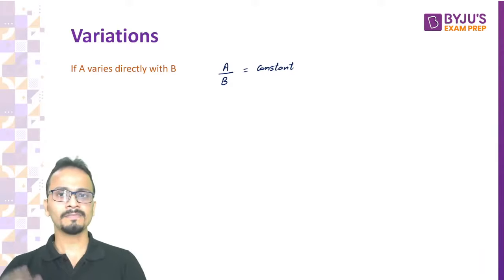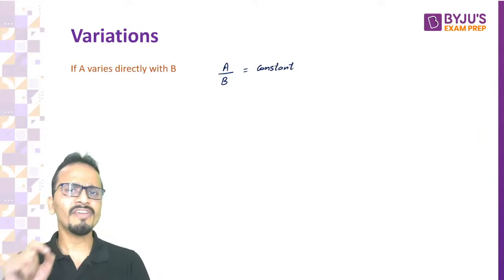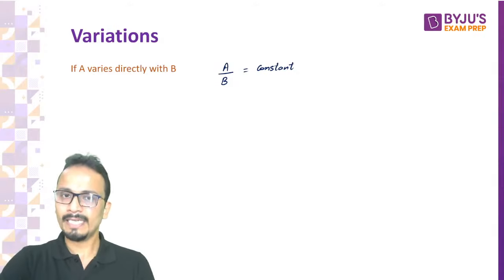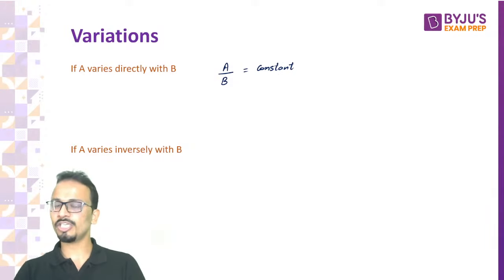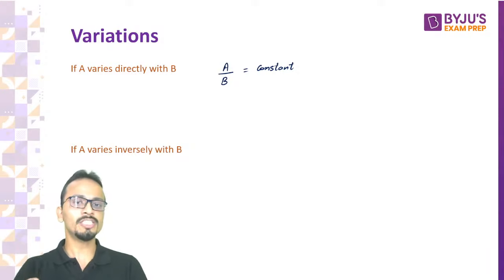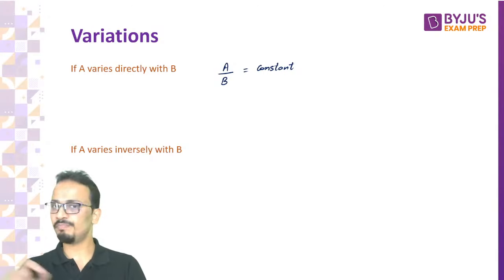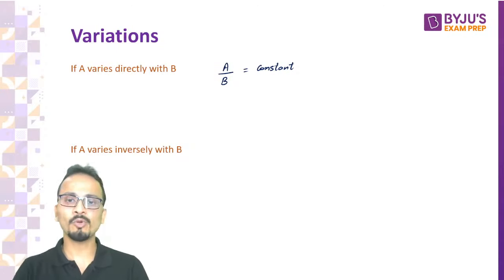So I can say that A upon B will always remain constant if I'm given that A varies directly as B. One thing. Next thing, if A varies inversely as B. In a similar manner, I can say that if B changes in a certain ratio, A will change by the reciprocal of that ratio. I'll repeat: if B changes in a certain ratio, then A will change by the reciprocal of that ratio.